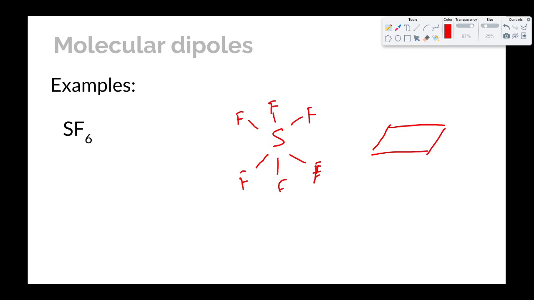Just to sketch it out, there's a fluorine on each corner, sulfur in the middle, fluorine up here, fluorine down here. This dipole cancels this dipole. This dipole cancels that dipole. And this dipole cancels that dipole. So the whole thing is nonpolar.